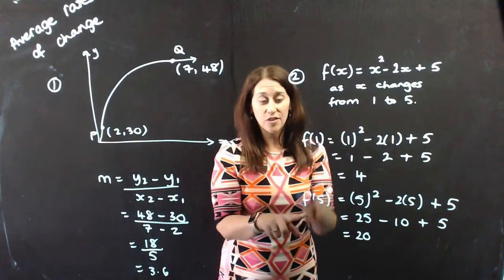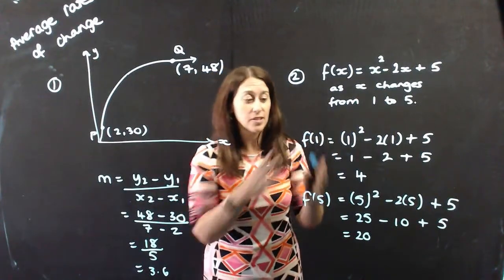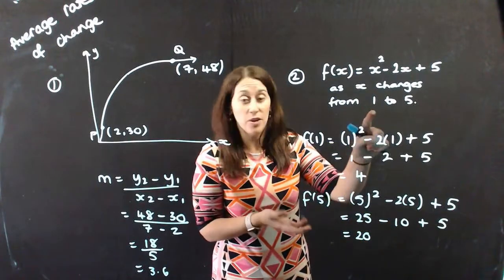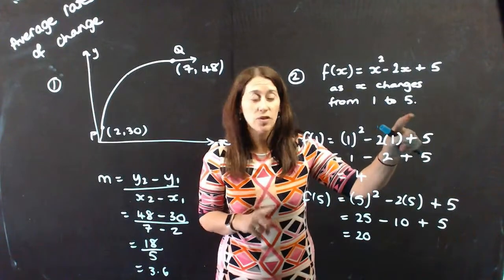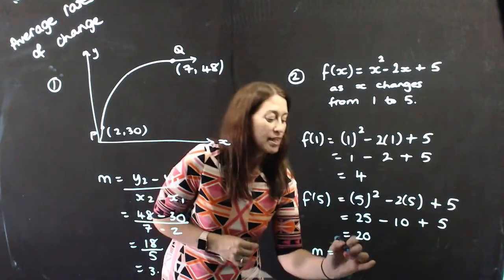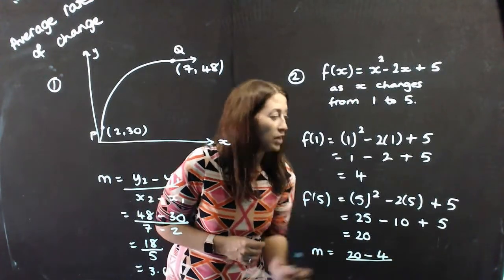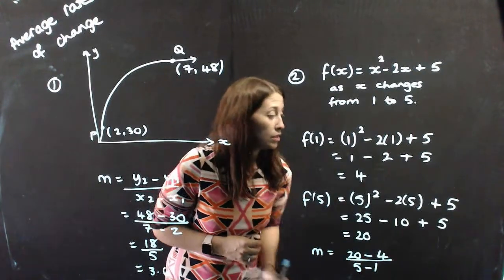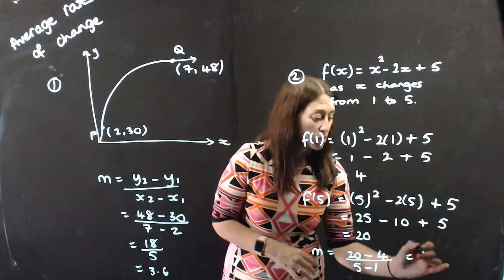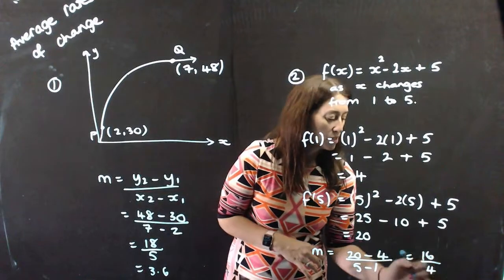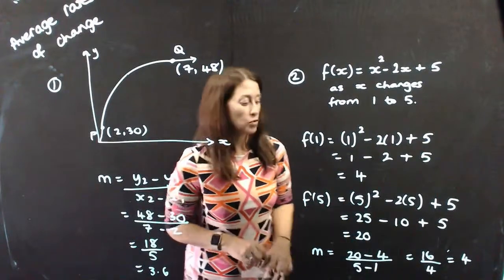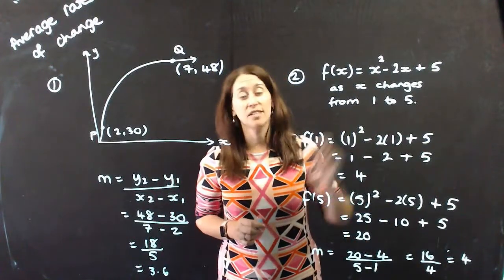Now, this is actually going to be my y value because it's f of x, isn't it? So these are my first y value and my second y value. My first x value was 1 and my second x value was 5. Applying that to the formula, we end up getting that the average rate of change is 20 take 4 over 5 take 1, which is 16 divided by 4. Obviously, I'd normally write this underneath, apologies. You don't normally write equals in a long line. So the answer is 4. The average rate of change is 4 between when x is 1 and 5.